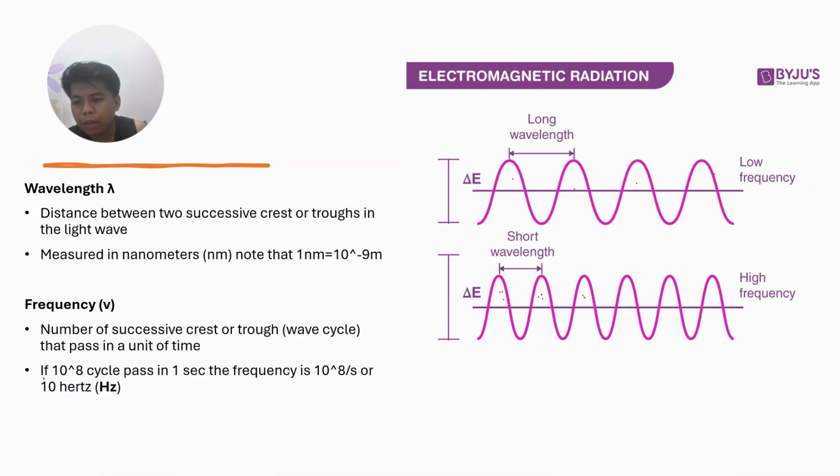And also note that if 10 raised to the power of 8 cycles pass in 1 second, the frequency is 10 raised to the power of 8 per second, or 10^8 hertz. The unit for frequency is expressed in hertz, or in this form right here, per second, or can be represented as s raised to the power of negative 1. Okay? Notice those conversion units.